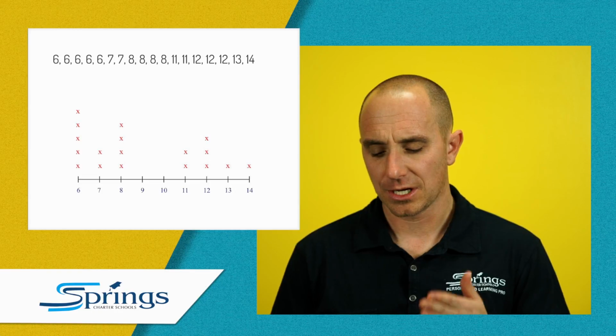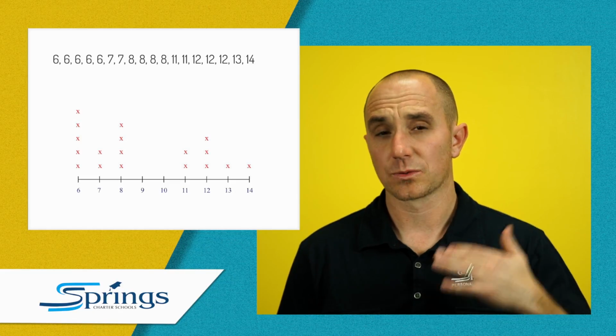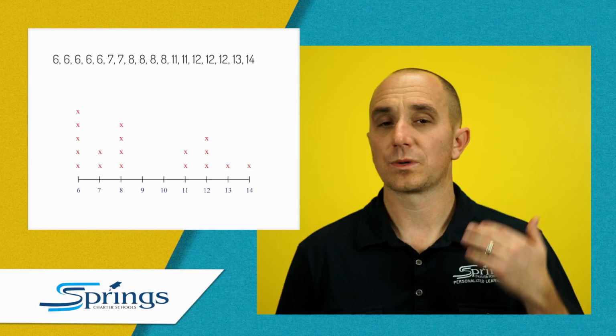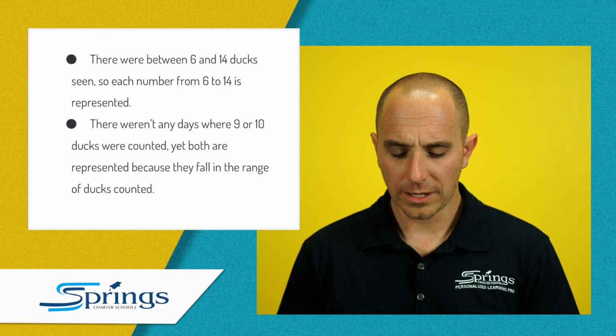So you take our data points, 6 all the way up to 14, so that's our range, 6 to 14. If I'm building my number line, I start with 6, end with 14, and then I put every number in between, even if there's no number represented in my data set. You can see here the frequency of 6 ducks was the highest, so he saw 6 ducks 5 times, and there were no days when he observed 9 ducks or 10 ducks.